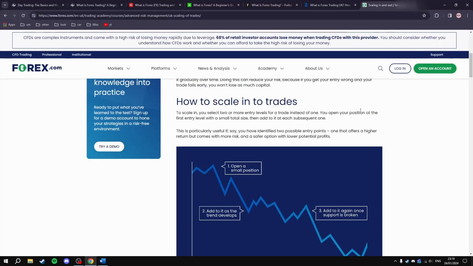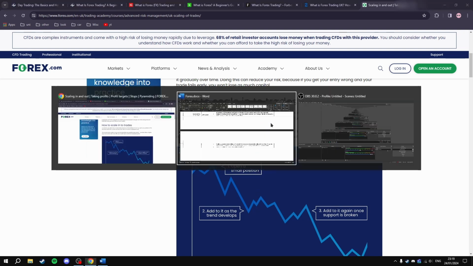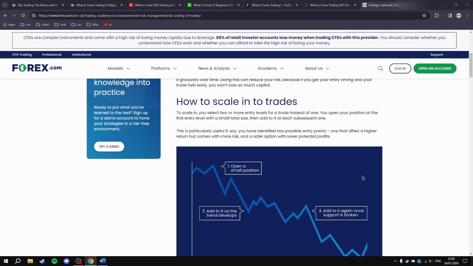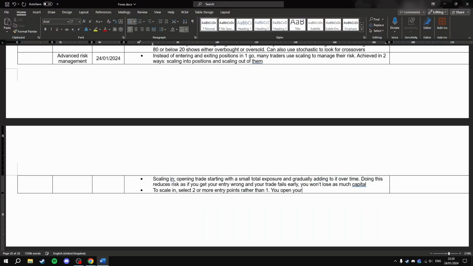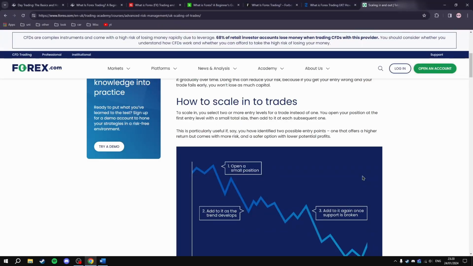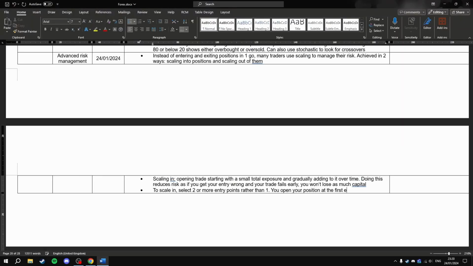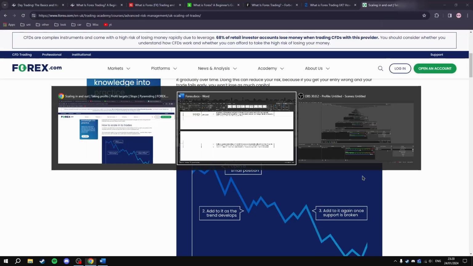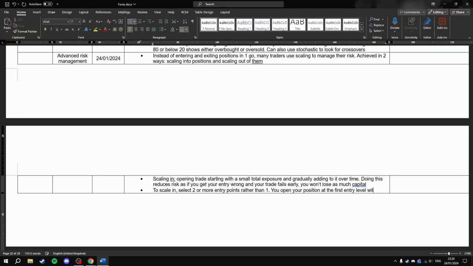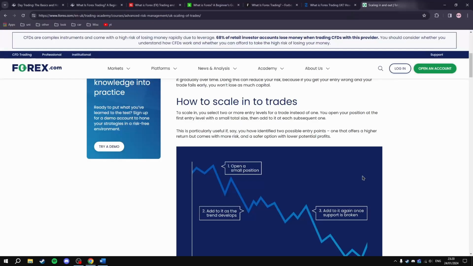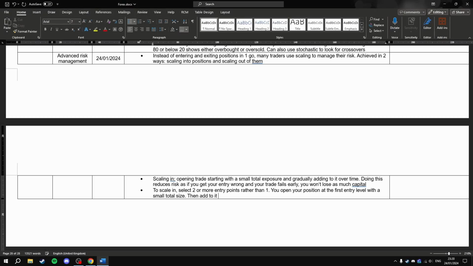You open your position at the first entry level with a small total size, then add to it at each subsequent one. Oh, so it adds more money with each entry level. So you open your position at the first entry level with a small total size, then add to it at each subsequent one.